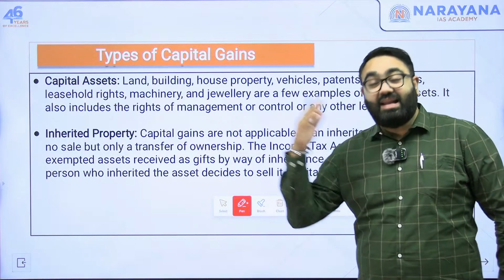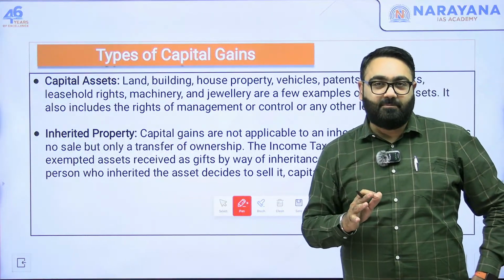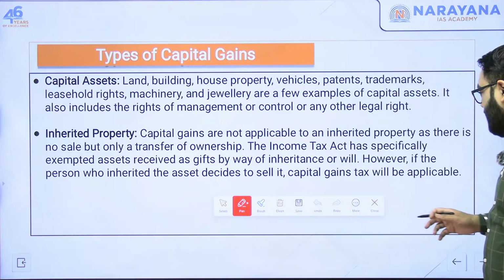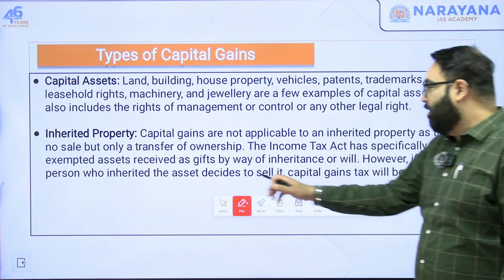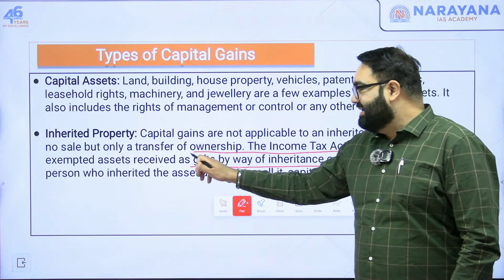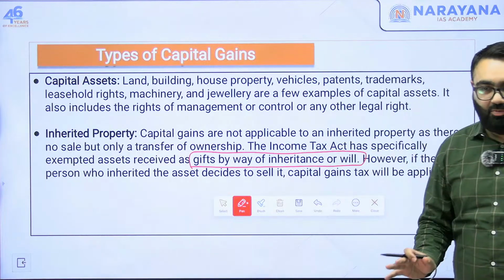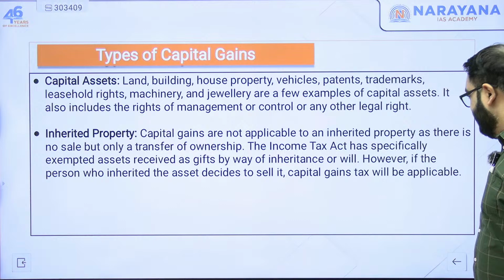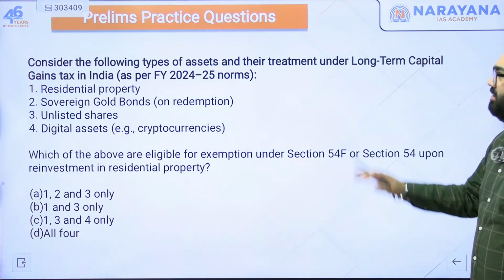But when you sell the inherited property, then there will be a tax. But if you got something in the form of a gift, in the form of inheritance or will, that is exempted. Then you would not have to pay any tax. That is exempted. There are certain other exemptions also in detail, and I'll discuss this as a part of these questions.